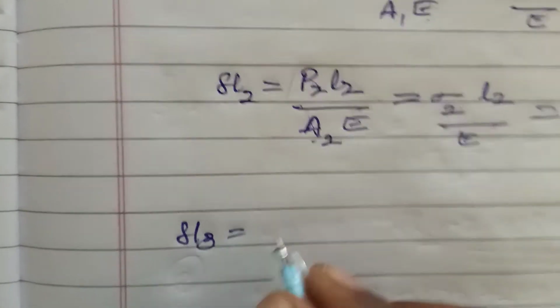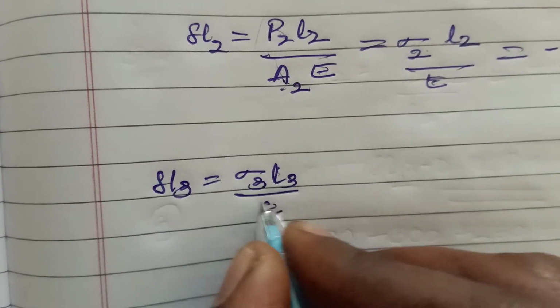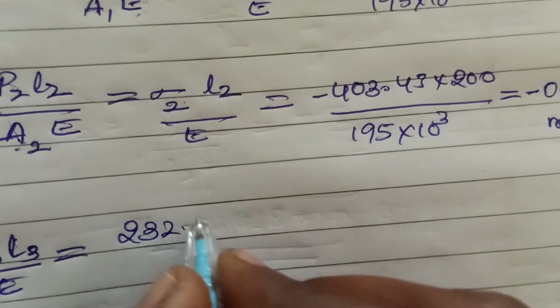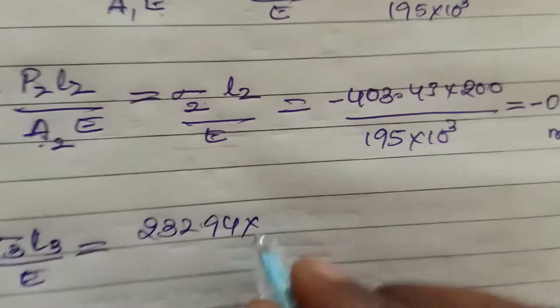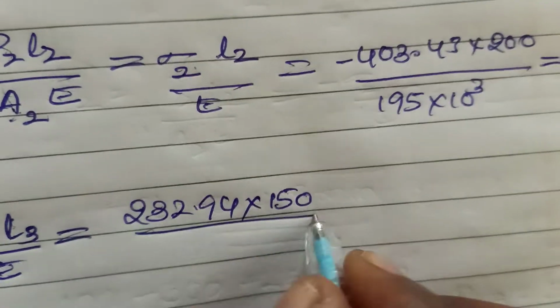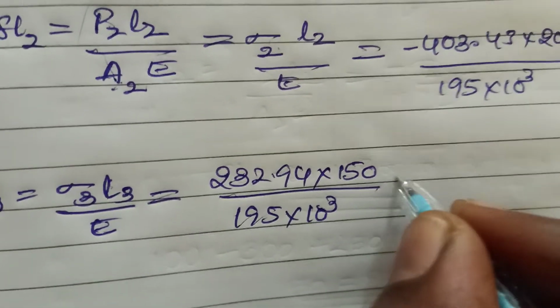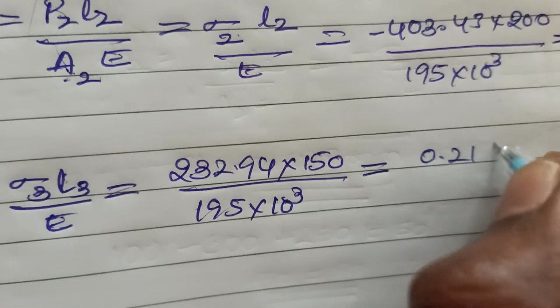Then delta L3. I am going to write directly sigma 3 L3 divided by E. Sigma 3 value is 232.94 into L3, which is 150, then divided by E, 195 into 10 raised to 3. So after calculation, what you are going to get is 0.218 mm.